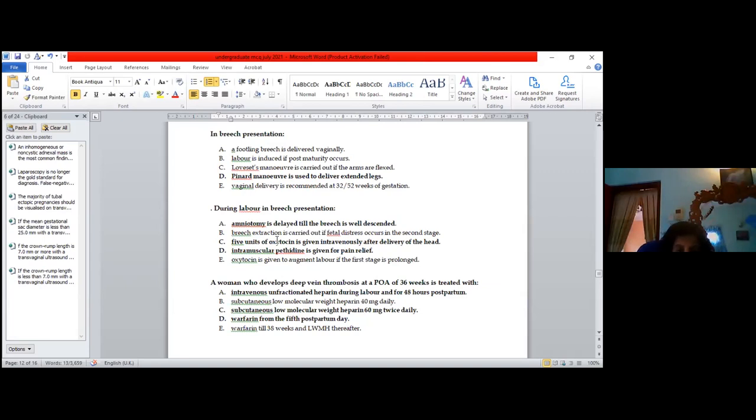I said that was right, but it's not entirely right, because you don't give intravenous unfractionated heparin during labor, but we can give it for 48 hours postpartum. That is wrong. I will tell you the management that is wrong.